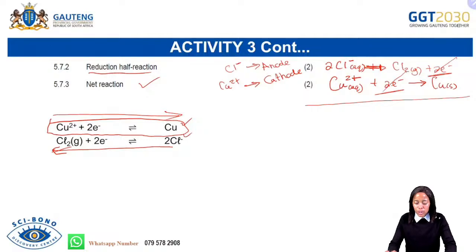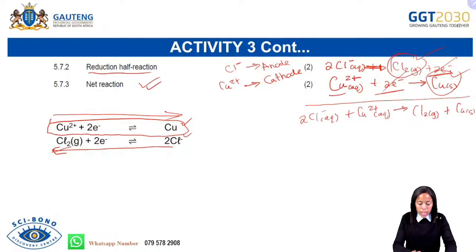From there, we are going to write whatever we have on the left. And what do we have on the left? We have 2Cl⁻(aq) plus Cu²⁺(aq). And on the right, we have Cl₂ gas plus Cu solid. So it's Cl₂ gas and the Cu solid.